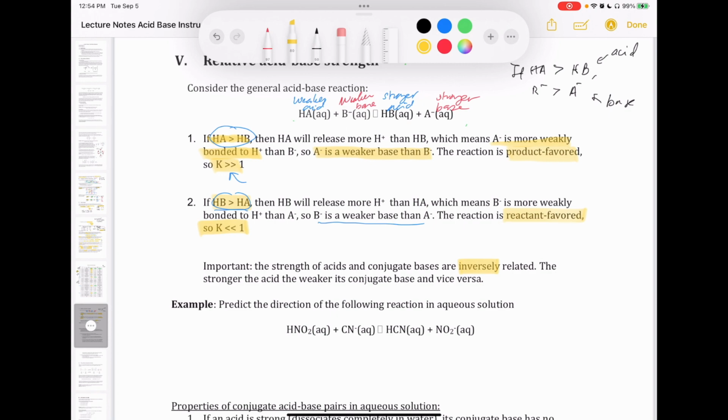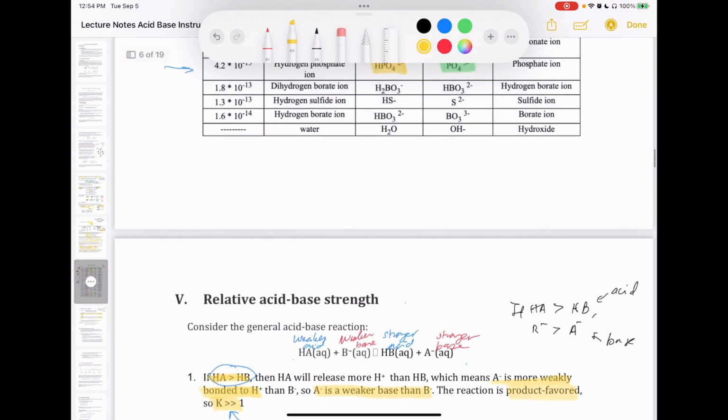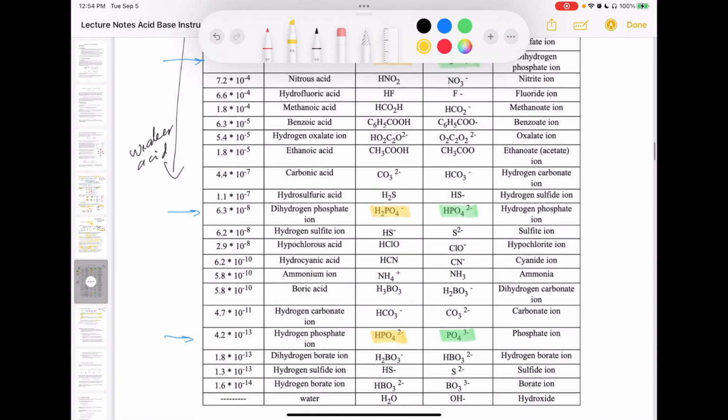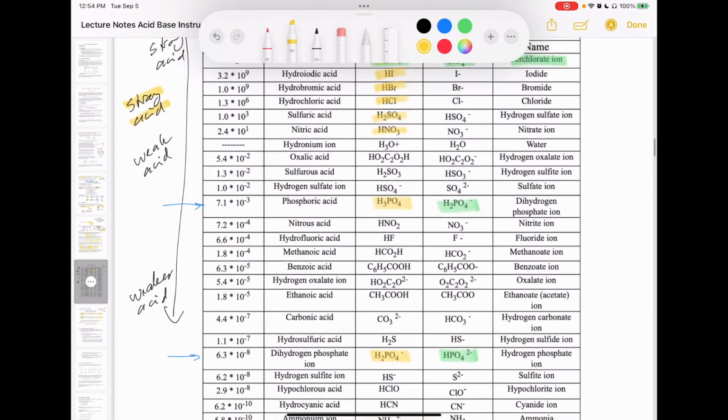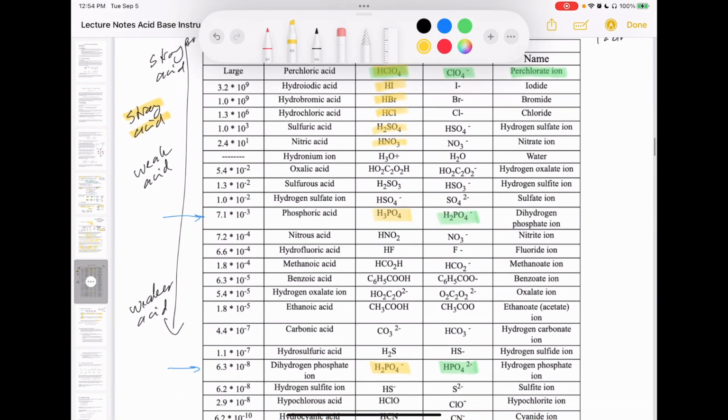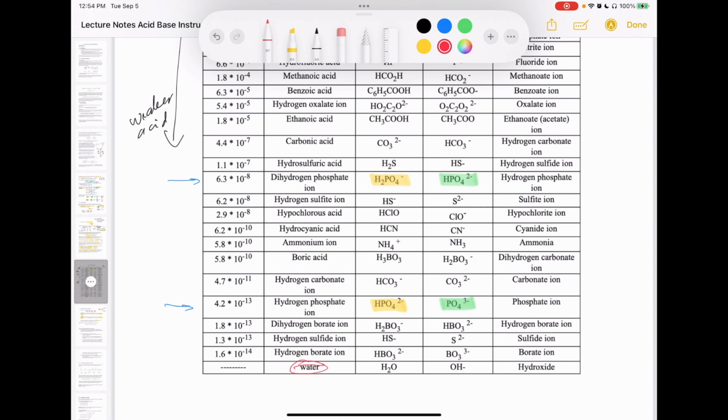Therefore, it's a weak base. Okay, vice versa. If you have a weak acid, its conjugate base is stronger. So that's really how you interpret this table. Remember that the acid strength goes lower as you go down until you get to water, which is the weakest acid that could be present in an aqueous solution.